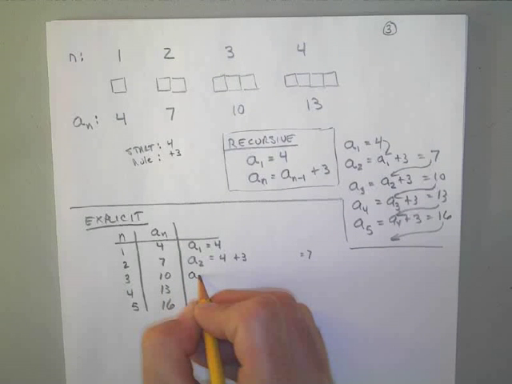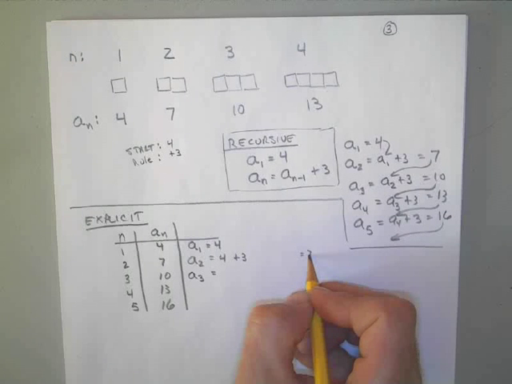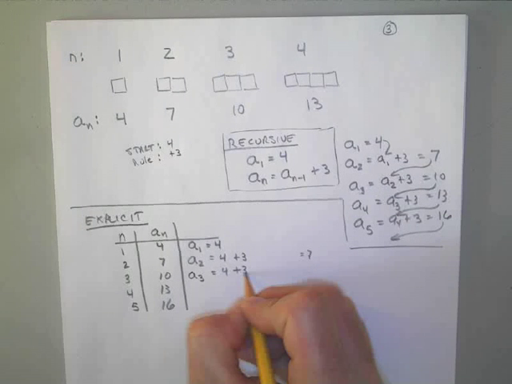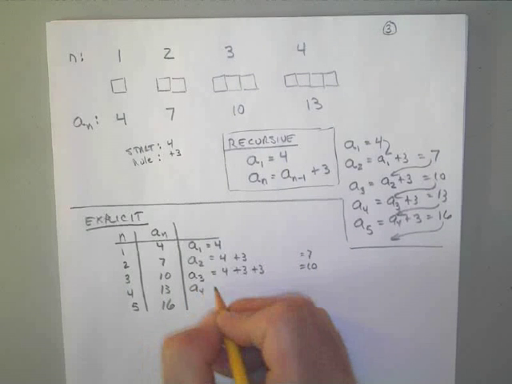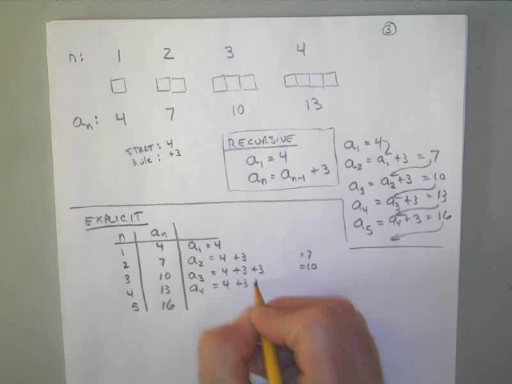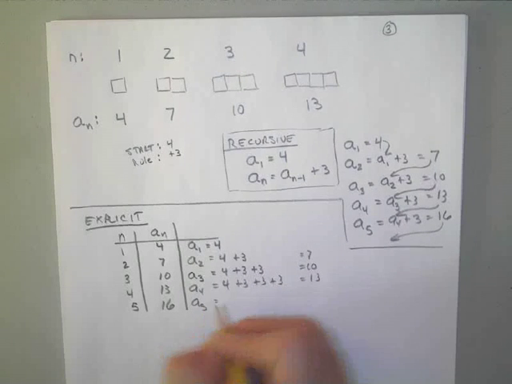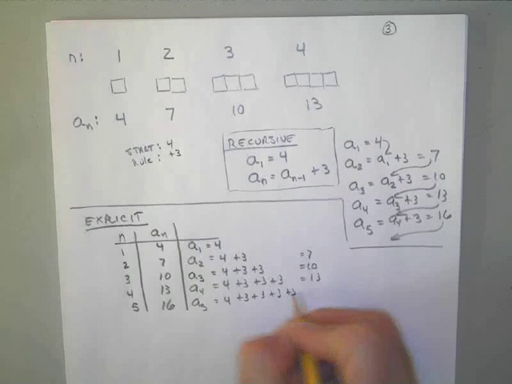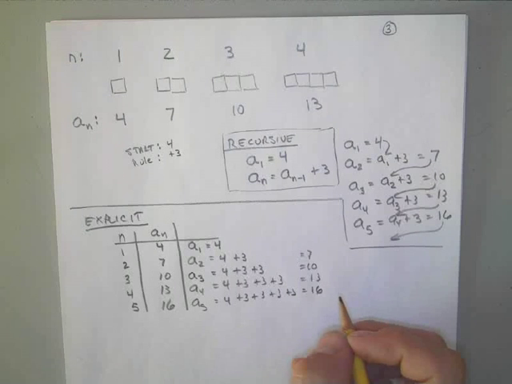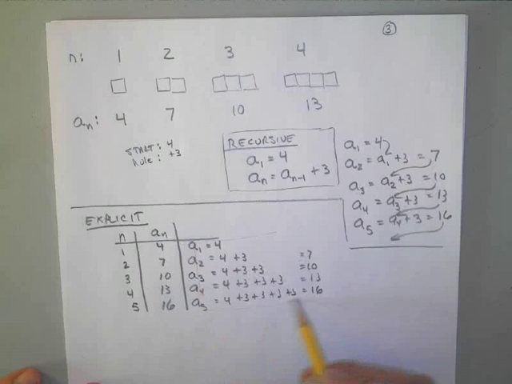We know that a3 is equal to the previous term, 7, plus 3 is 10, but 7 is 4 plus 3, and then we just add another 3. And then to get the 4th term, we start with a 4, and now we add 3 3's. And to get the 5th term, we start with a 4, and we add 4 3's, and so on and so forth. So let's see if we can use this information to write an explicit formula.